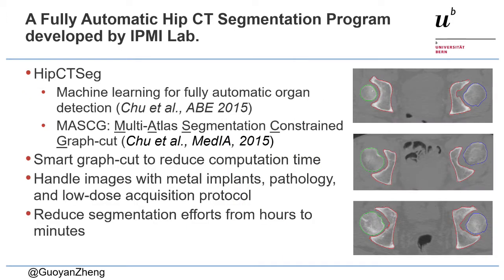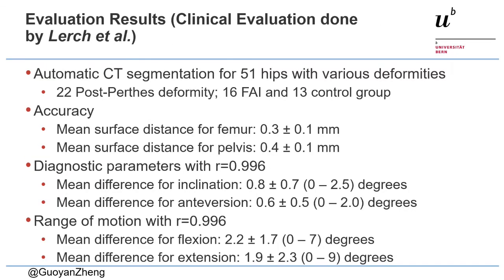Basically the idea behind this program is that we use machine learning for fully automatic organ detection, and then combine it with multi-atlas segmentation constrained graph cut. We use the graph cut to reduce the computation time, and our software can handle images with metal implants, pathology, and low-dose acquisition protocol, as you can see here. We can reduce the segmentation effort from manual, say hours, to just 10 minutes, which is fully automatic. You just drink a coffee and you get the segmentation.